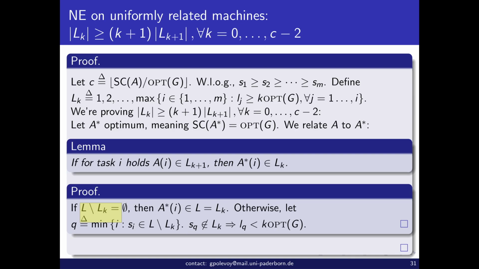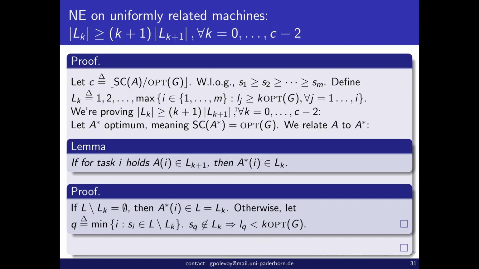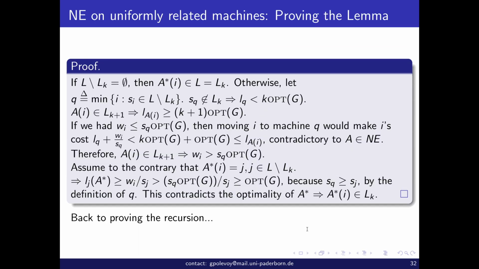Remember that the minimum machine is the quickest machine there. Since it's not in Lk, it means, by the definition of Lk, that its load is not at least k times optimum, but rather strictly less. So we assumed without loss of generality that L minus Lk is not empty, because if it were, we would be able to immediately finish. So we assume it's not, and we take the first machine there, call it Q. It's not in Lk, in particular, its load has to be strictly smaller than k times optimum.